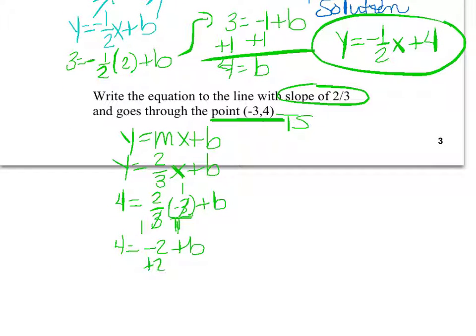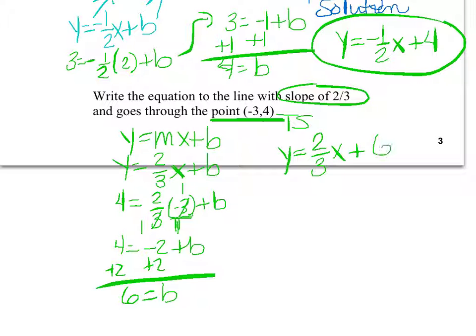Add 2 to both sides. 6 equals b. So my equation is y equals, I still have my slope. Notice my x and y are back in the equation. My temporary solution was used to find that b equals 6. And there's my equation.